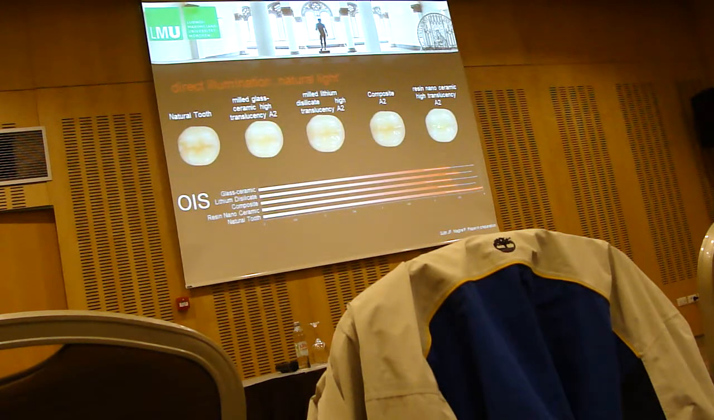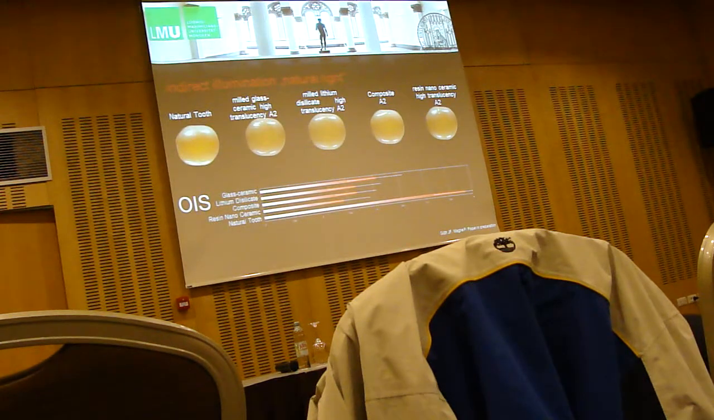Some a little bit brighter, some a little bit darker, some very close to the natural tooth, and I think not really a bad result in here. So this displays an optical integration score of about 3.5. Okay, let's go to the next illumination. This is the indirect illumination from beside.